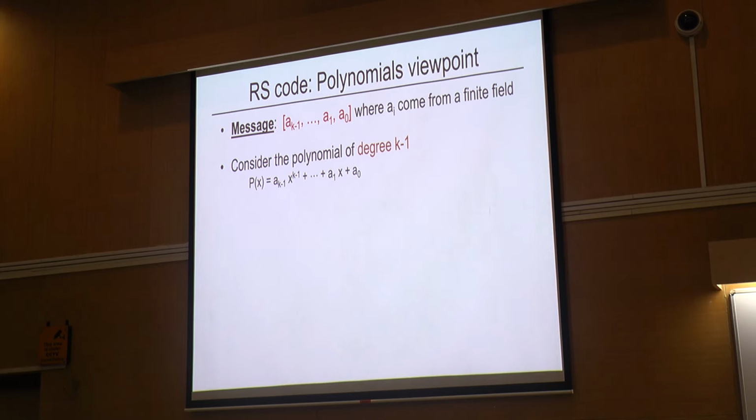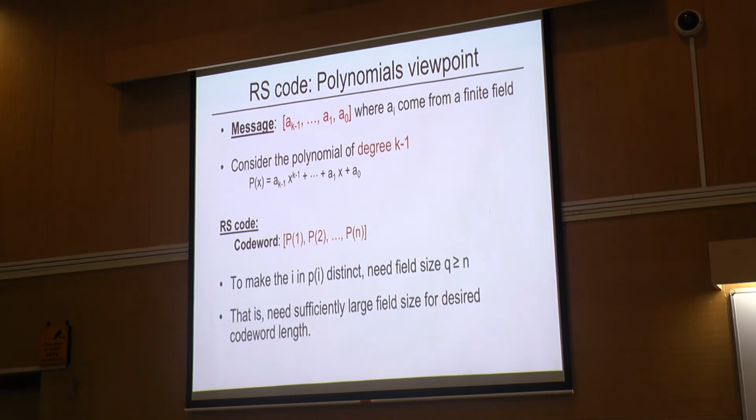Now, the Reed-Solomon code is very simple. The code word for a Reed-Solomon code just picks n distinct elements from the field, here it's just 1 to n, and then evaluates this polynomial at these locations. So this is it. This is the code word, and this is the Reed-Solomon code. One thing is that we want these locations, p of i, to be distinct, so we need the field size to be at least n. So this is one way you'll see that we need a field larger than the binary field, a larger-sized alphabet.